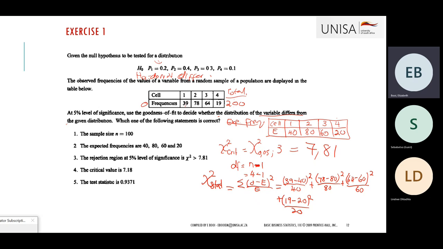So 39 minus 40. I just want to double check if you got the squared divided by 40. Did you calculate manually? It's 0.025. Yes, I did manually. So the first one would be 39 minus 40 squared divided by 40, which will give you 0.025, plus, and do the rest. 78 minus 80 squared.